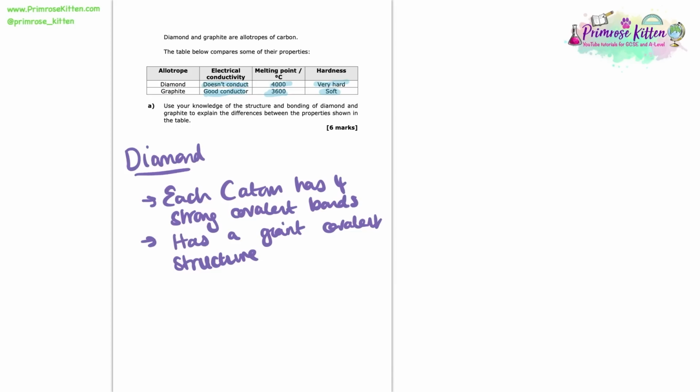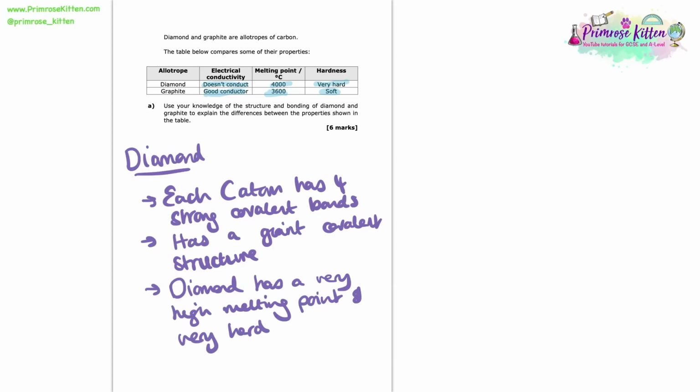So let's link all this now to the properties. We've said that diamond has a very high melting point of 4,000 degrees C, and it is also very hard. We need to describe why it has those properties and how it links to what we've said about the bonding and structure. The reason it has that very high melting point and is very hard is because of those strong covalent bonds. It is going to take a lot of energy to overcome and break those bonds. That has a direct impact on the high melting point and it being very hard.